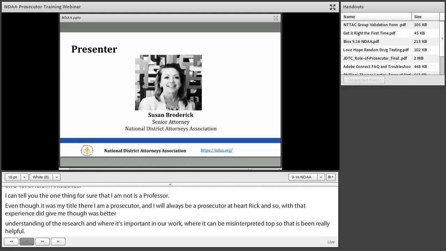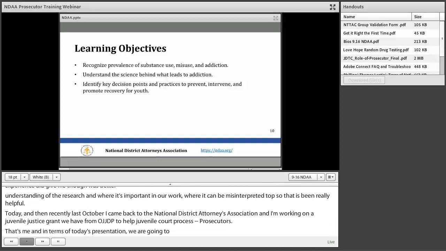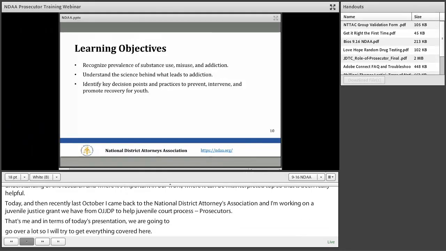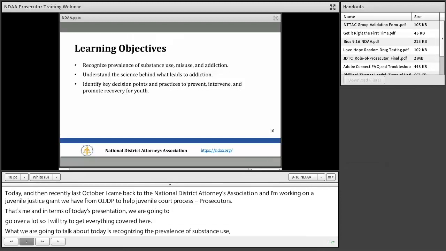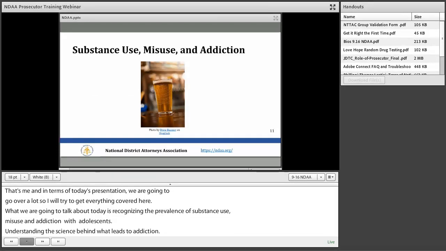So that's me, and in terms of today's presentation, we are going to go over a lot, so I'll try to get everything covered here. What we're going to talk about today is recognizing the prevalence of substance use, misuse, and addiction with adolescents, understanding the science behind what leads to addiction, identifying key decision points and practices to prevent, intervene, and promote recovery for youth.